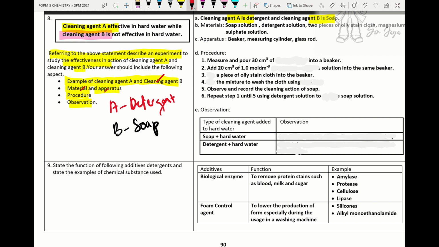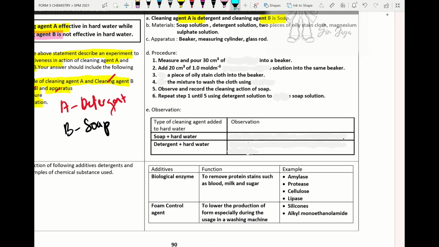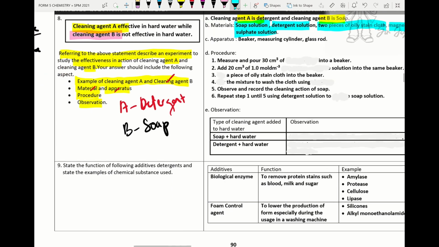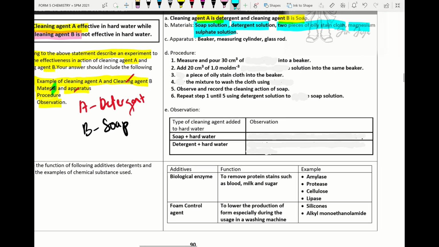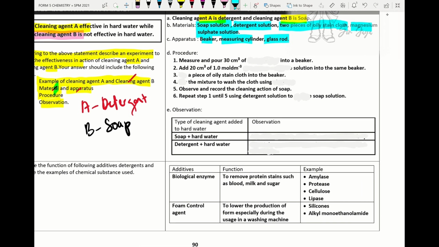So next we want material and apparatus. So here the material will be soap solution, detergent solution, 2 pieces of oily stained cloth, and magnesium sulfate solution, and done. So we want the apparatus. So apparatus will be beaker, measuring cylinder, and glass rod.